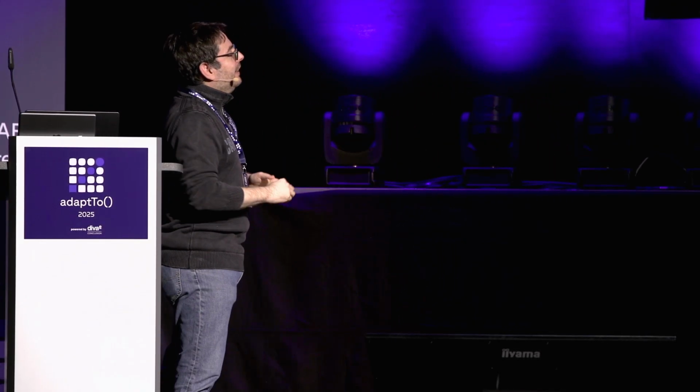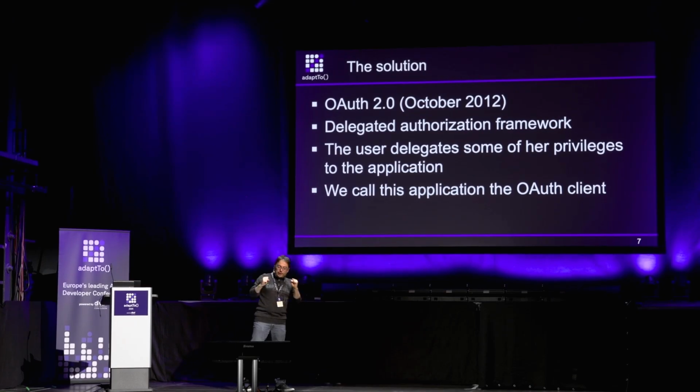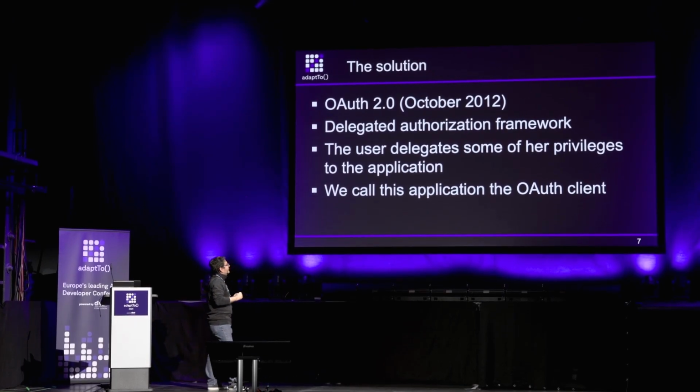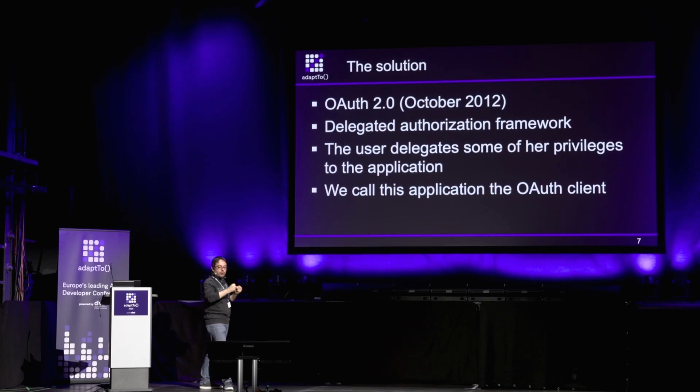And finally, the most important word, because it's generally the most ignored one, is delegated. When we use OAuth, the user is delegating to your application, right? We are developers here, so you're writing an application. When you use OAuth, the user is delegating some privileges to your application. Your application is going to obtain an access token, and with that access token is going to do stuff in the name of the user.